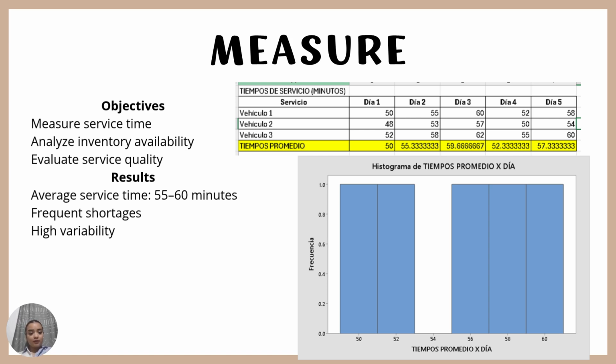This inventory graph shows frequent shortages and constant fluctuations in material availability. The results demonstrate that the company did not have proper inventory control. Because of this situation, employees often experience delays while searching for materials or waiting for restocking.